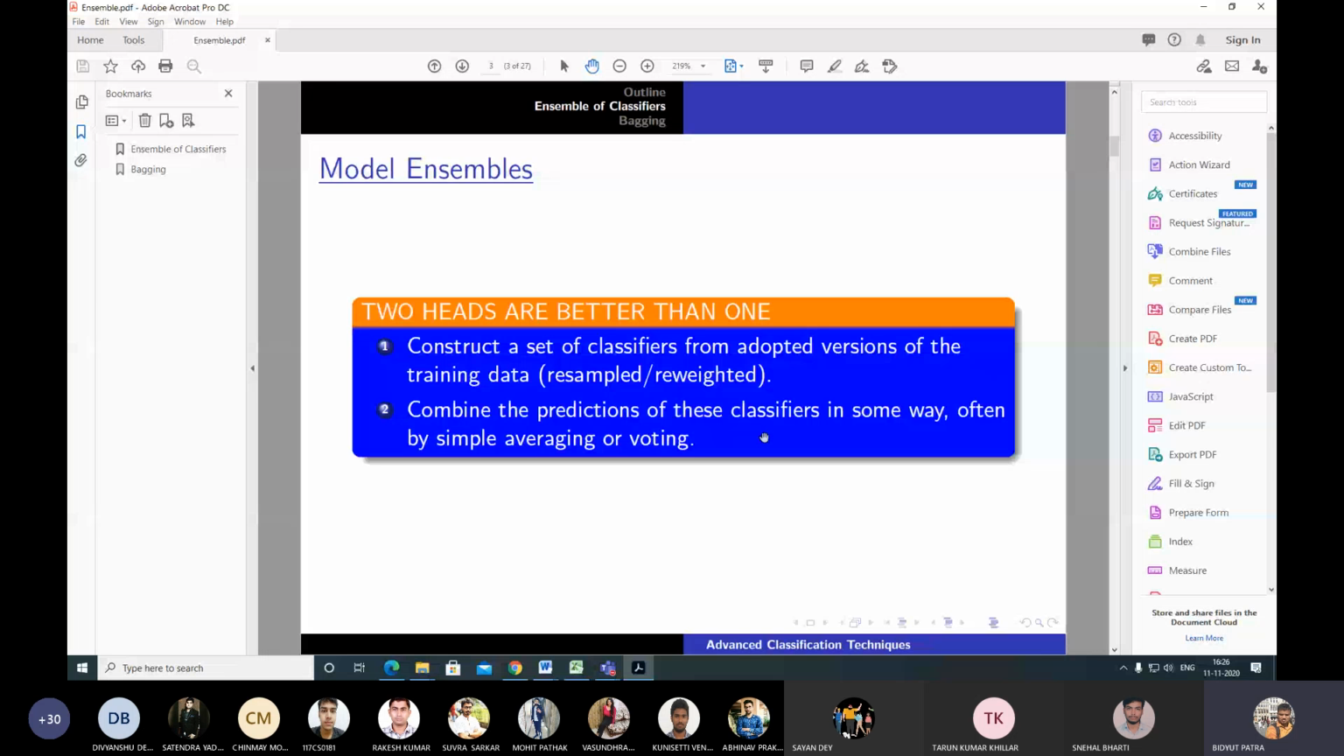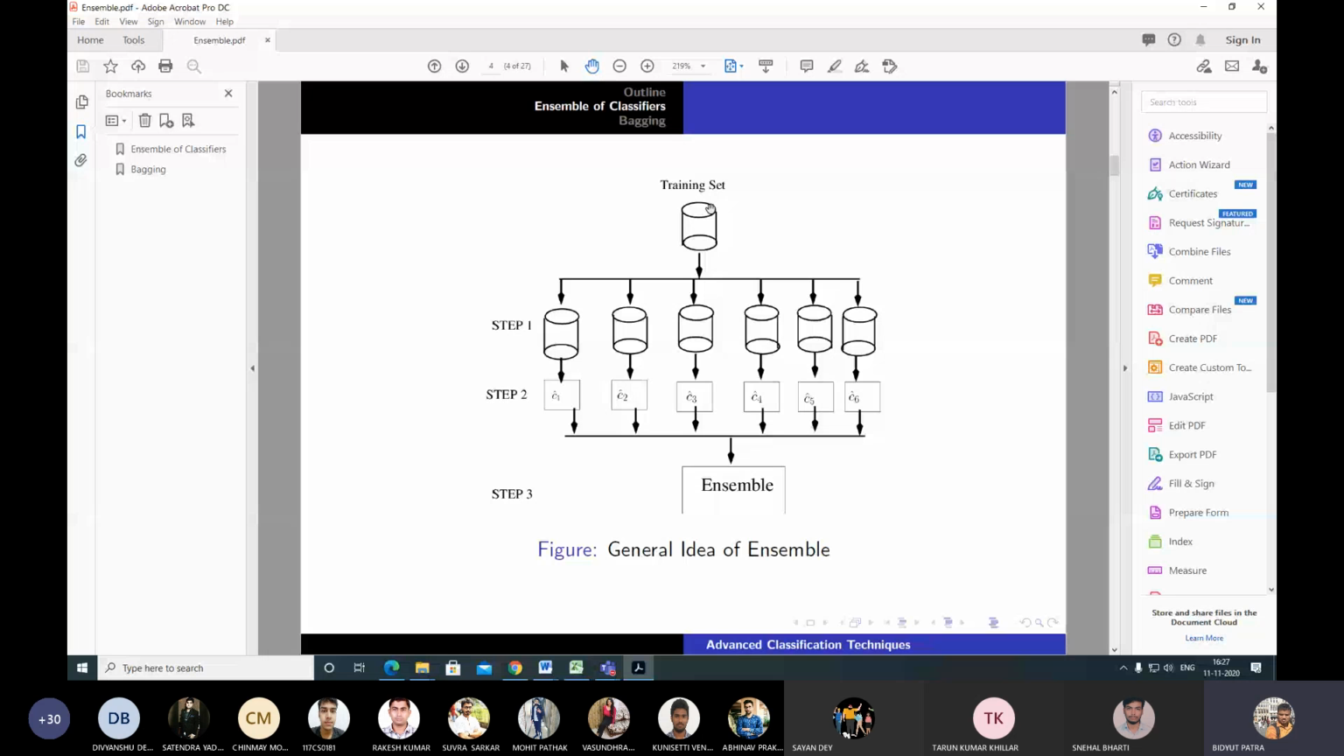So it has two parts, as you see: the adopted version of the training data. Please note that we have only a single training data set, and from this training data we will generate different training sets, either using resampling or reweighting. So based on these two criteria, we will have two different techniques for ensemble of classifiers. Okay, so we have a simple illustration here. We have the original training data set, and from this training data set you generate multiple training data sets.